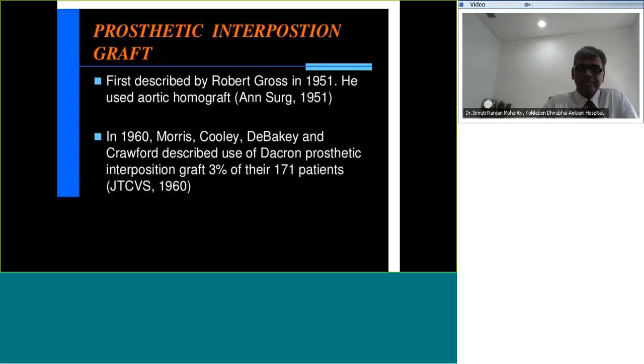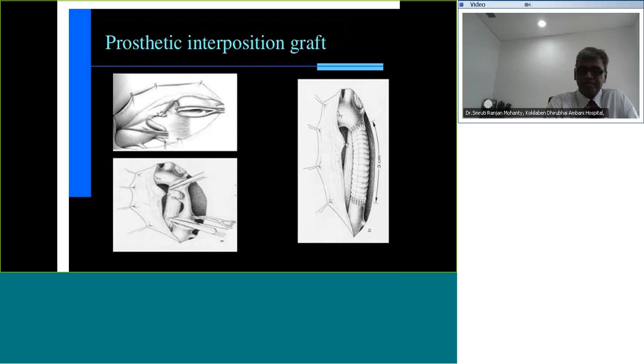Now this was first described, as I told you, in 1951 by Robert Gross. He used an aortic homograft. In 1960, Norris, Pulley, DeBakey, and Crawford used Dacron prosthesis interposition. Though it is not very frequently used, it was used in almost 3% of the 171 patients they reported in 1960. So here, after excision of the coarcted segment, you have the proximal part and the distal part, and the distance is too much.